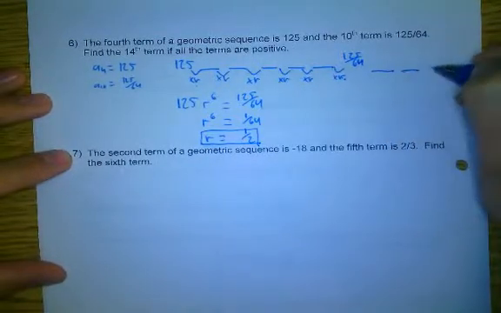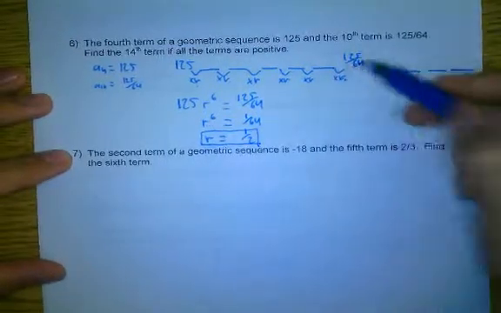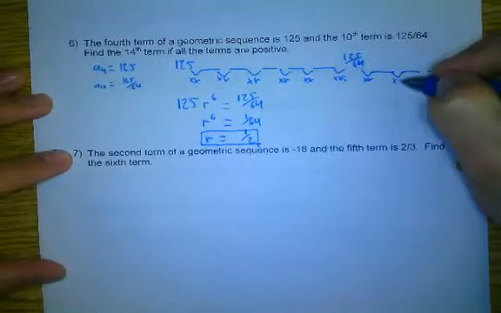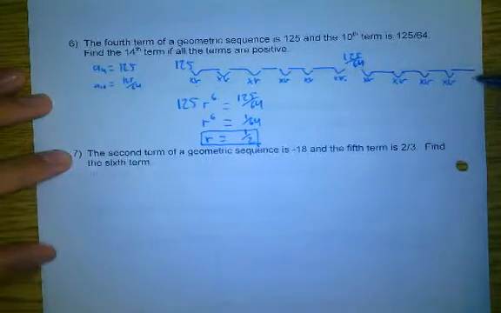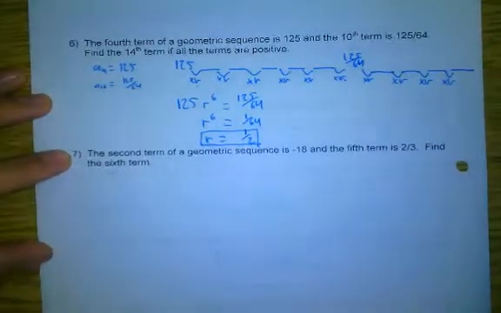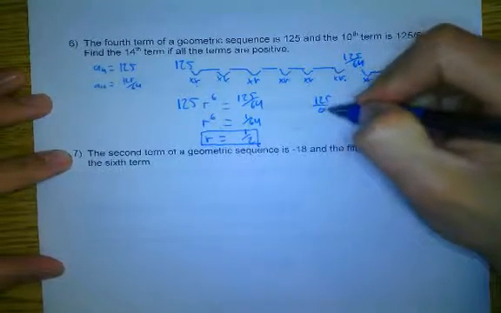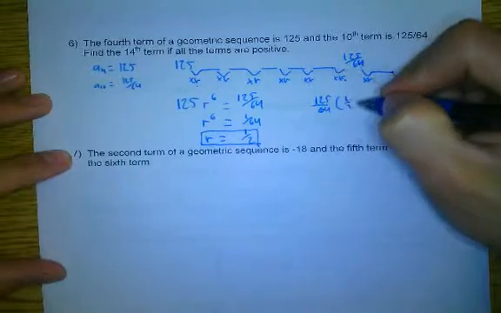Couldn't I take this number and do the same process? Times r, times r, times r, times r. So that'll be r to the 4th power. But in your case, you already have the r. Do you guys agree? So you could say 125 over 64 times, well, what's your rate in this case? 1/2 to the 4th power. That's going to give you your 14th term.